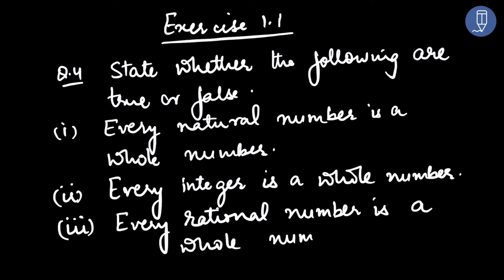In this video, we'll do question number 4 of exercise 1.1. This is the last question of exercise 1.1. In this, we have 3 statements and we have to check whether the statements are true or false. Now, I will explain you the answer through a diagram.